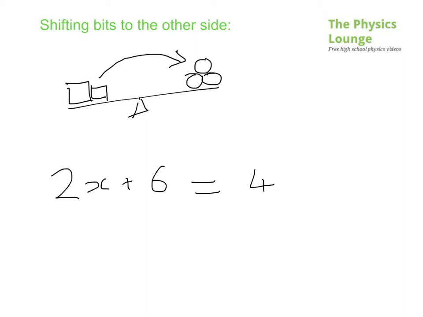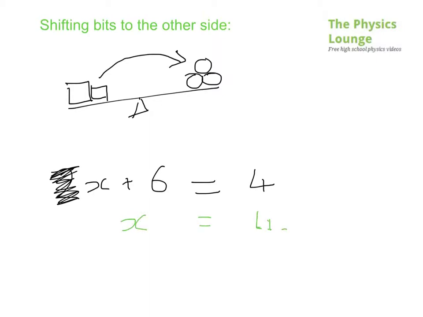We want to get maybe the x or the 2x bit by itself. In fact, let's just get rid of the 2 and we'll keep it really simple. So we want to keep the x by itself. Now, because this part on the left hand side is equal to 4, equal to the part on the right hand side, we can't just remove the 6. We can't just say x equals 4. So if we went like x equals 4, it wouldn't work.